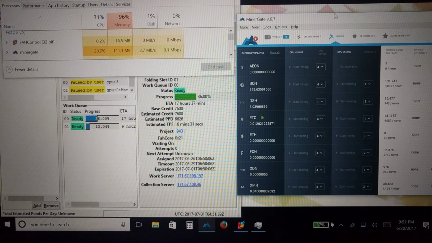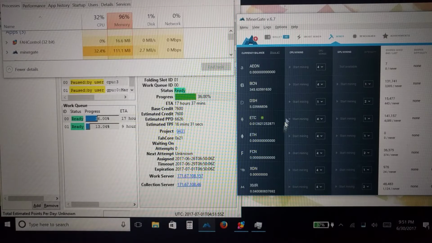Today I wanted to talk to you about mining on the i7 processors and how fast they can be with MinerGate, and also combine that with folding. But before we go into folding coins, I want to mainly deal with MinerGate. I'm going to mine each coin right here with 4 cores to show you how fast each coin can go on MinerGate's i7 cores.